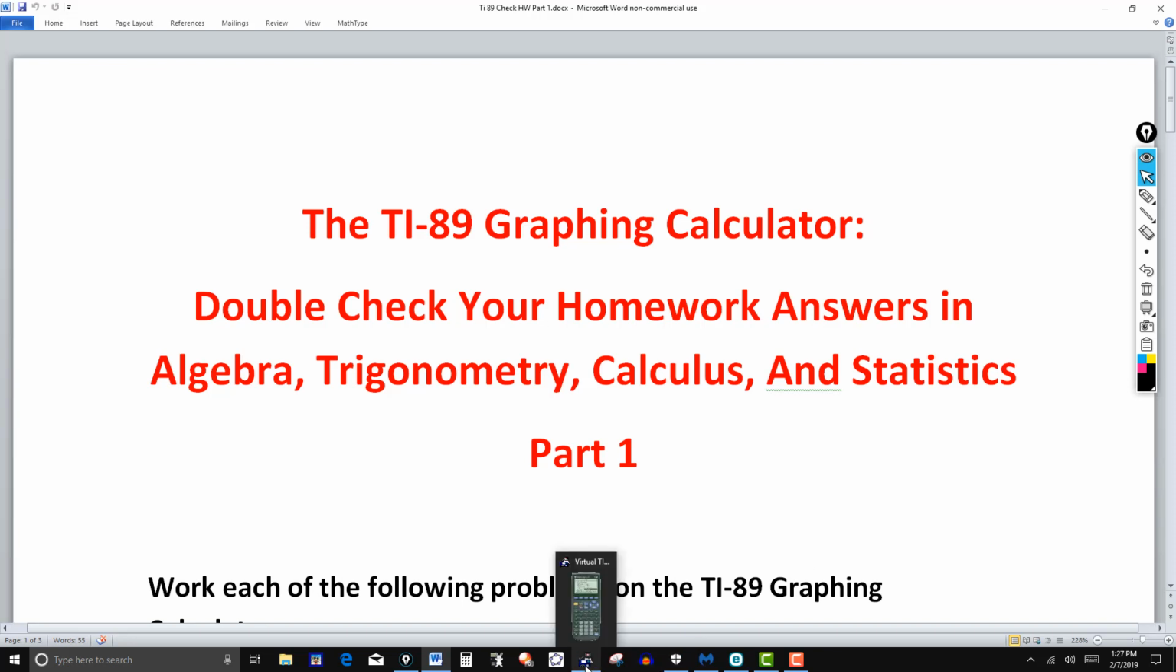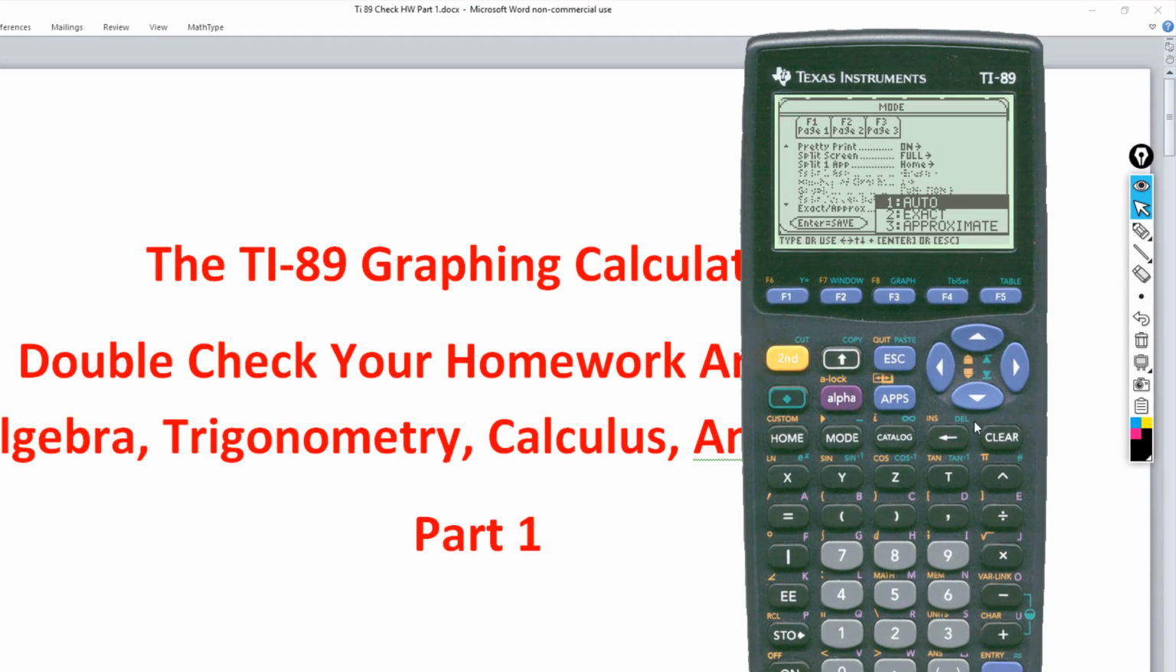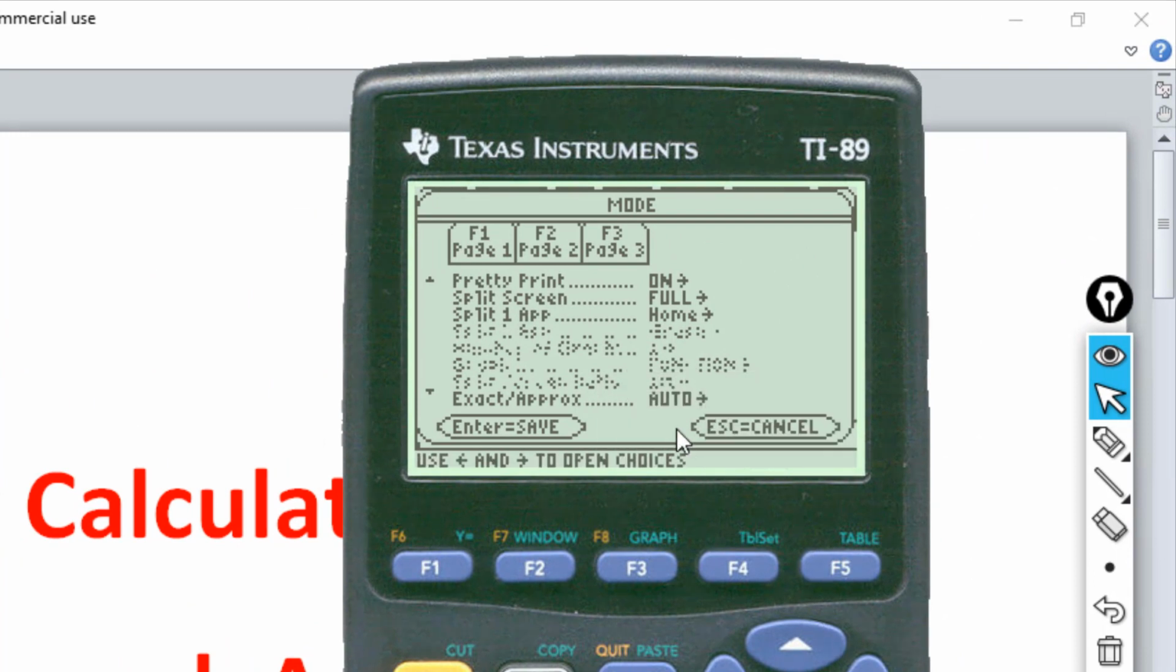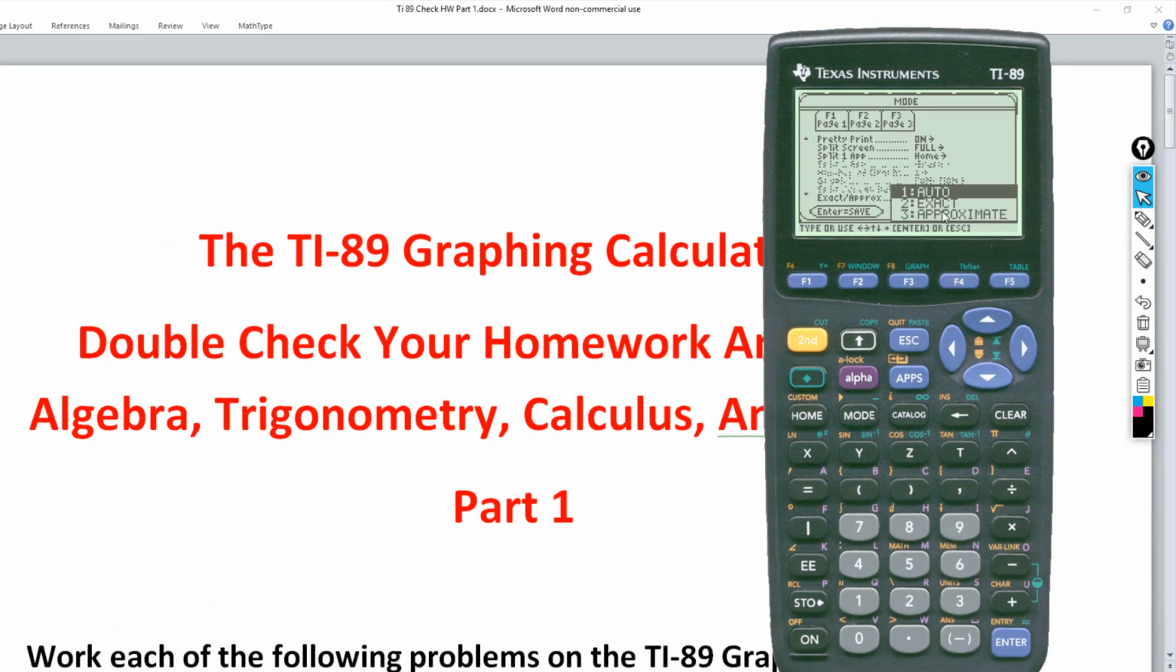First, let's access the calculator here, and we want to go to mode, which I already have set to auto. I hit this right arrow and you can see the different options: exact, approximate. Auto pretty much takes care of everything. If the answer can be given exact, it'll give it to you. If you want an approximation, you can hit this button with the diamond and then hit enter. You can see the approximation symbols right there. So I'll have it set to auto for this video.